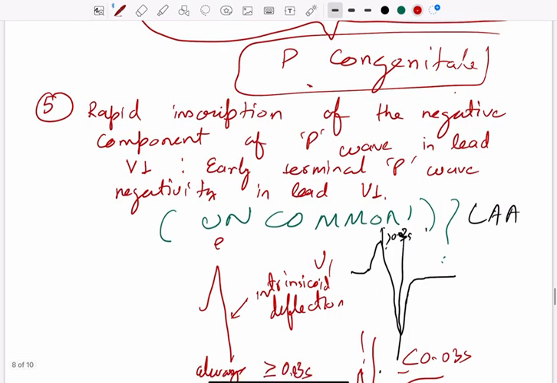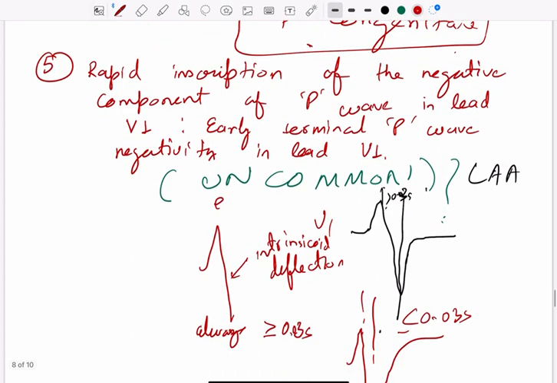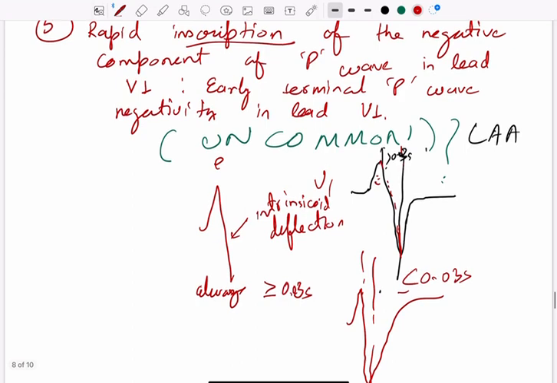Now we go to the next point: rapid inscription of the negative component of the P wave in lead V1, or early terminal P wave negativity in lead V1. Normally the P wave goes negative after 0.03 second. That is normal. This is the inscription, the negative limb after the positive. Rapid means fast, below 0.03 second.